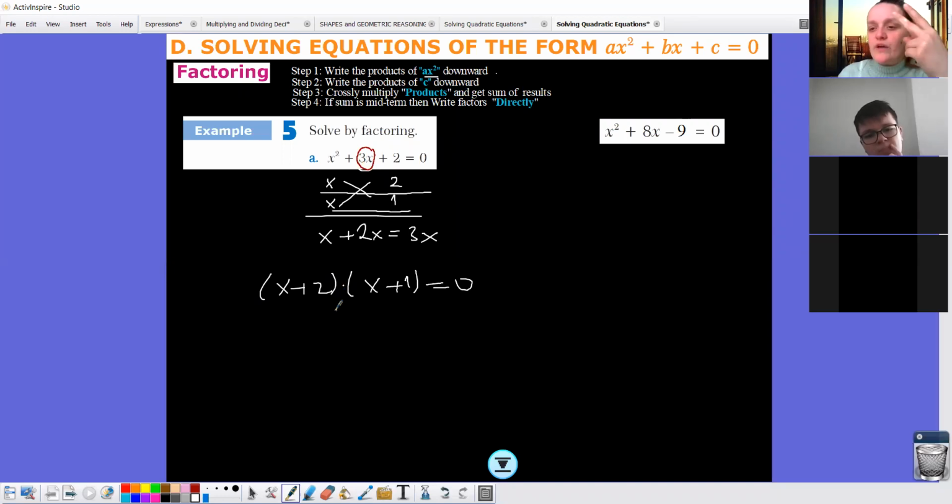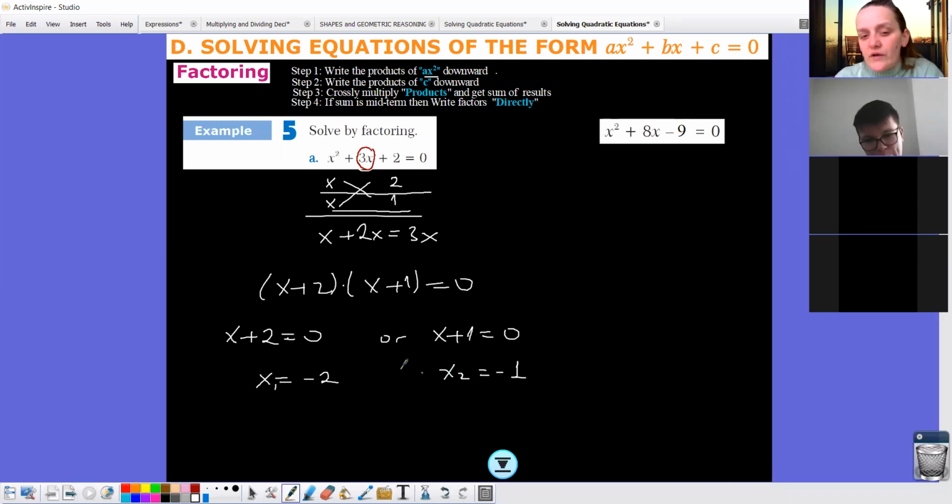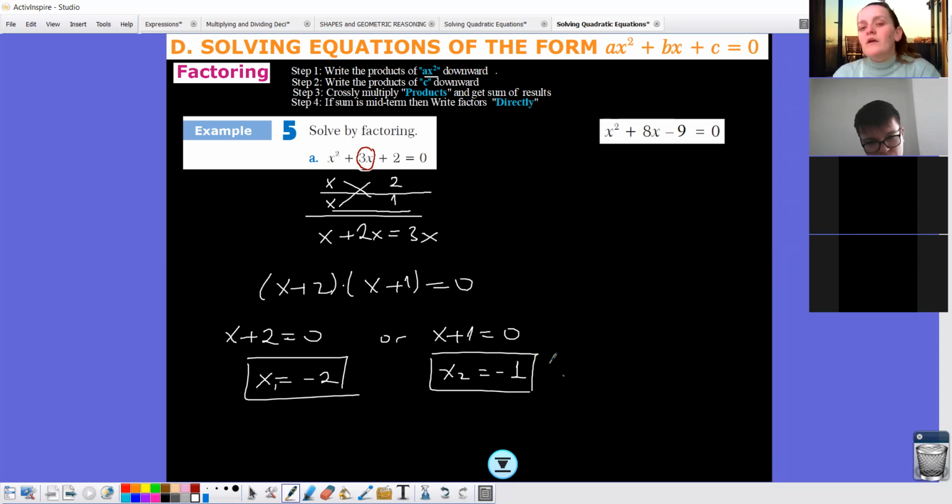Now, how will I solve? When we have the multiplication of two terms equal to 0, what do we say? x plus 2 is equal to 0, or x plus 1 is equal to 0. Then x will be minus 2, which is x1. x2 will be minus 1. And we have solved this equation.